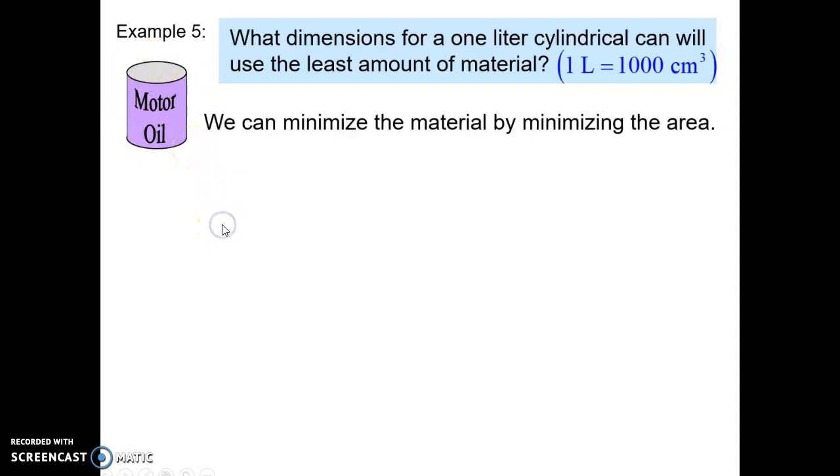Now we're going to have to go to Google or to our textbook to look up the surface area for a cylinder if you don't know it, and that would be given to you. But we can minimize the material by minimizing the surface area. Now the surface area of a can is actually given by this formula, which is 2 pi r squared, which is the two circles that are the top and bottom, and then 2 pi r h, which is the lateral area around the outside of this can.